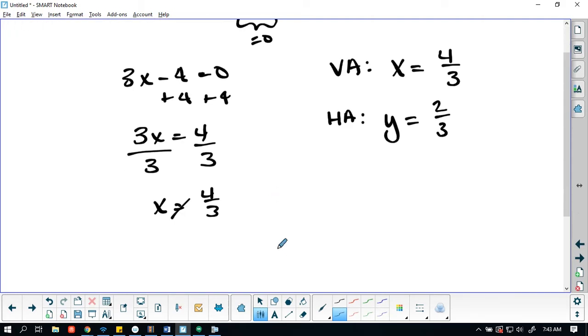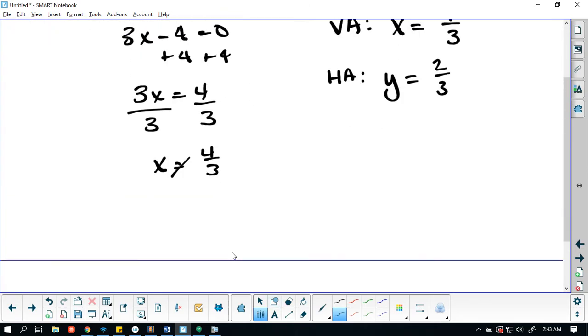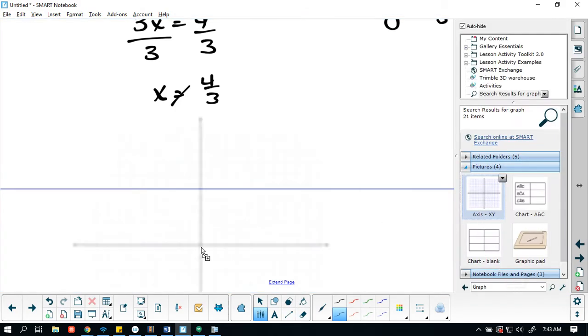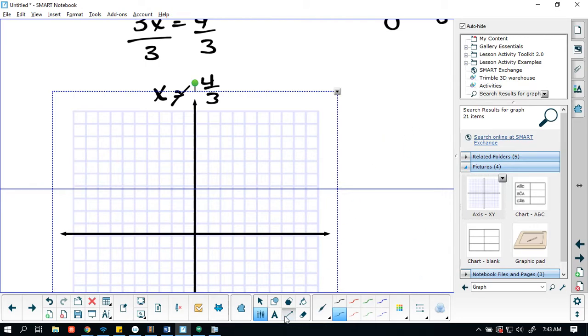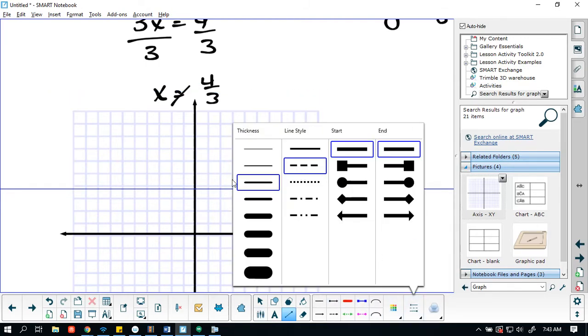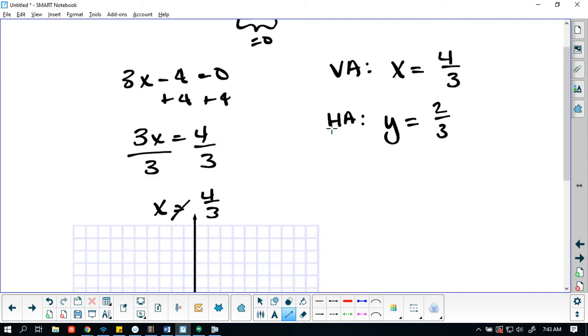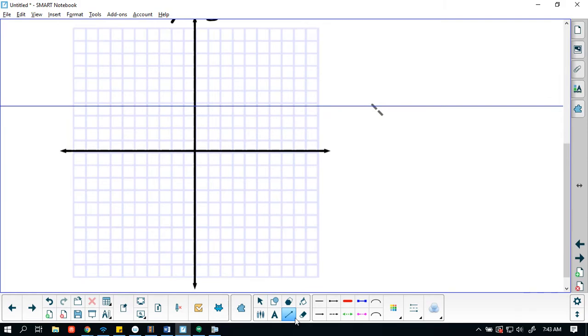Let's graph this function. It's just a sketch, I believe. I can also plug in points. But let me grab my graph here. What I do know is that I have asymptotes at 4/3 and 2/3. So I'm going to make this 1/3, 2/3, 3/3 or 1, 4/3.